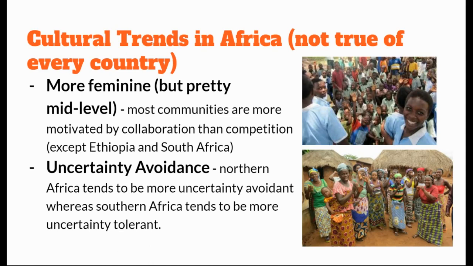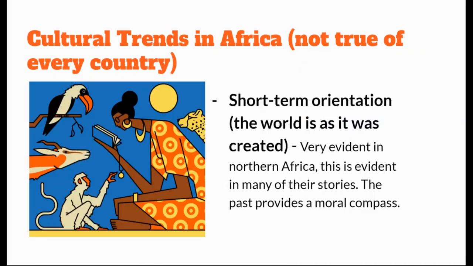Uncertainty avoidant. This one is a little bit more split north to south rather than having a few countries that are significant outliers to it. But Northern Africa tends to be very uncertainty avoidant, whereas once you get past the Congo and then south of that, Africa tends to be a little bit more uncertainty tolerant.